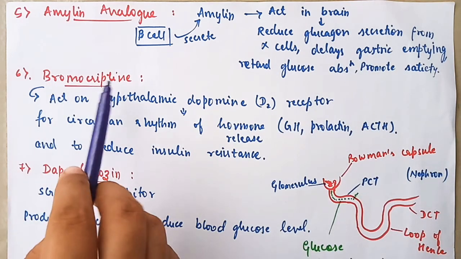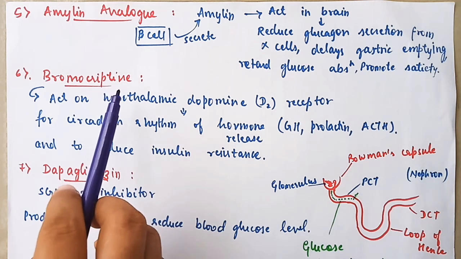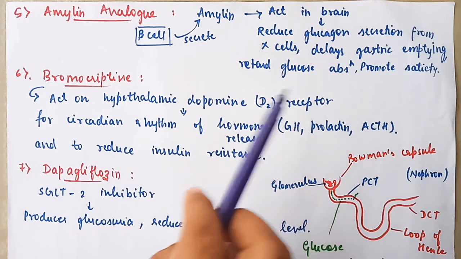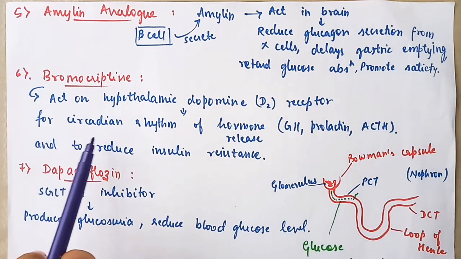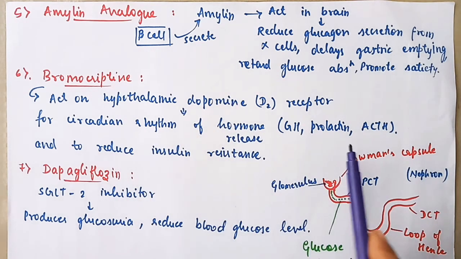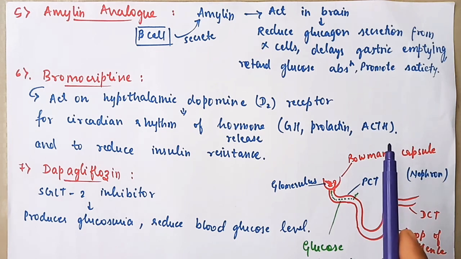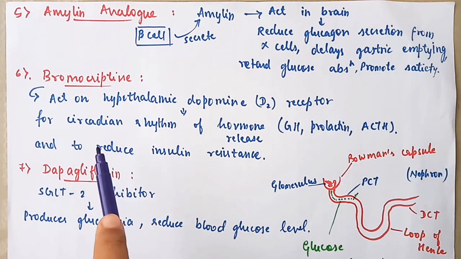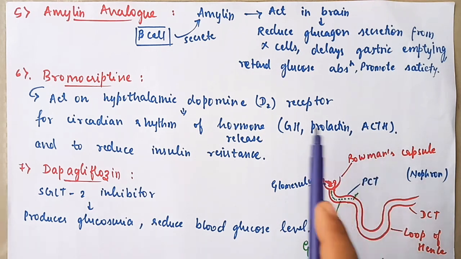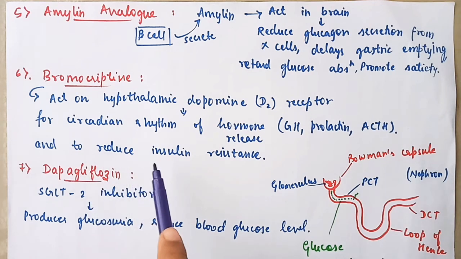Next category is bromocriptine. So bromocriptine is a dopamine D2 receptor agonist. It acts on the hypothalamic dopamine D2 receptor and regulates the circadian rhythm of hormone release, that is it causes the release of growth hormone, prolactin and ACTH, as well as it causes a reduction of insulin resistance. Next is dapagliflozin.